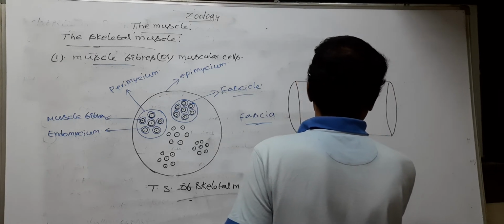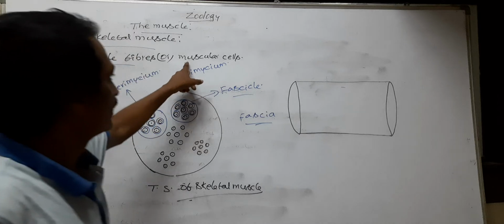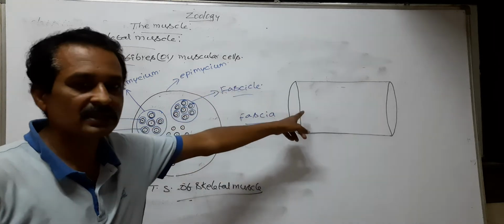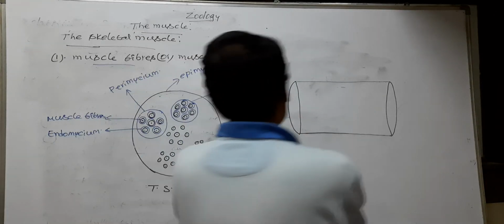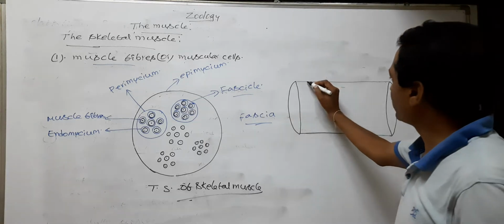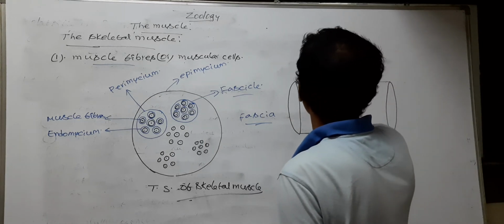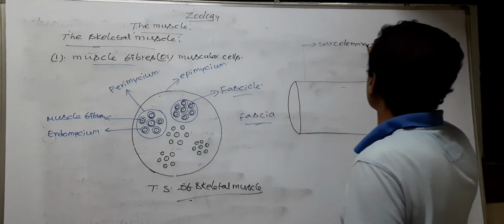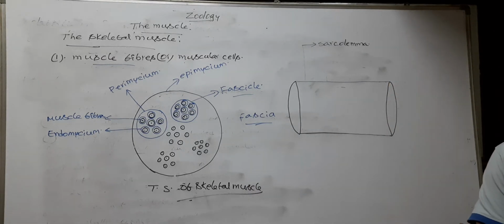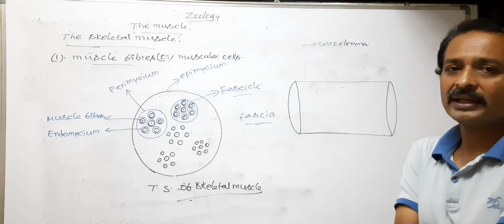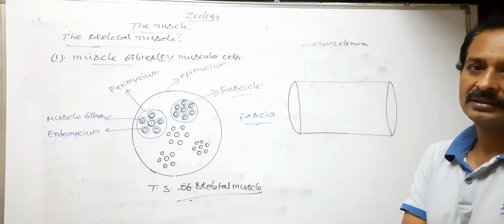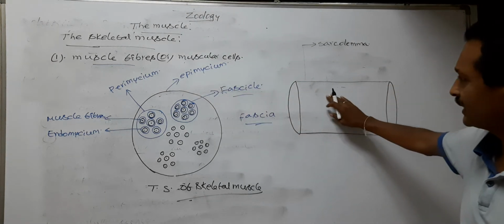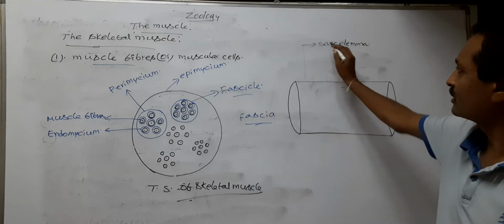So this is a skeletal muscle fiber or skeletal muscle cell. The skeletal muscle cell is enclosed by a plasma membrane called sarcolemma. Generally, a cell is enclosed by a membrane called the cell membrane. Here, the skeletal muscle cell is enclosed by a membrane called sarcolemma.